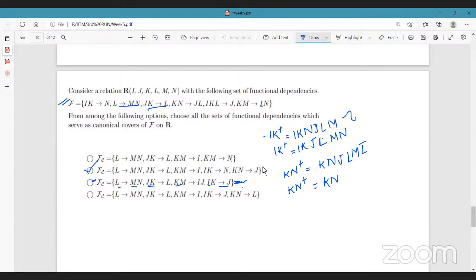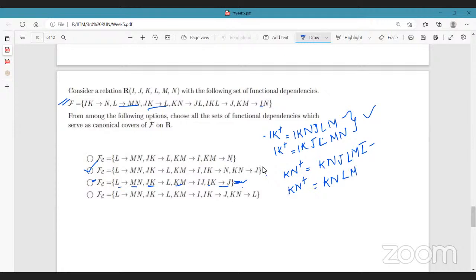Yes, ma'am. Even if we don't use IK determines N and instead use IK determines J, it's still the same. Okay. So next, what shall we check? KN. Okay, KN. I've written this already. KN determines L. L gives MN. L gives N is already present.